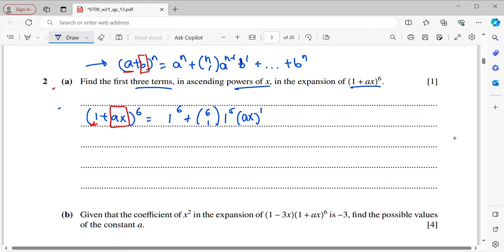Then we need to expand until the first three terms. So this is our second term, and the third term is going to be 6C2, 1 to the power 4, (ax) to the power 2. These are the first three terms, and now we need to simplify them. So the first term will be 1, and then 6C1 times 1 to the power 5 will be 6. Then (ax) to the power 1 will be ax, and the third term will be 6C2, that is 15. So plus 15, 1 to the power 4 is still 1. The square of ax will be a squared x squared. So these are the first three terms in the expansion.